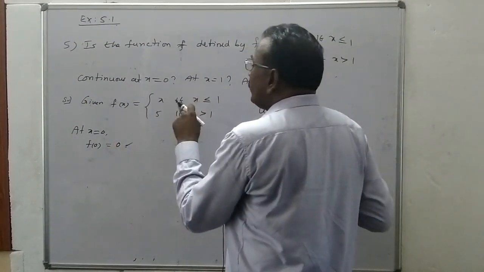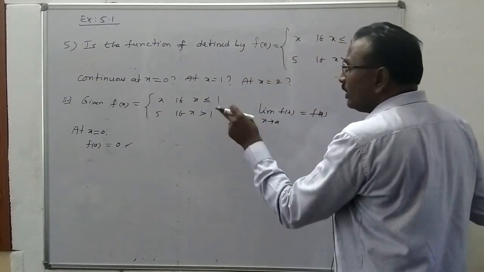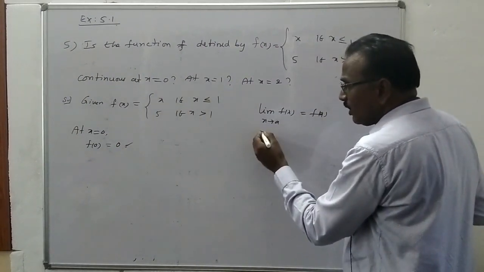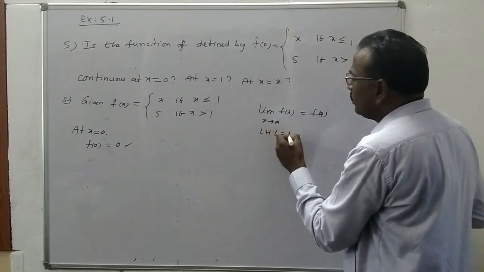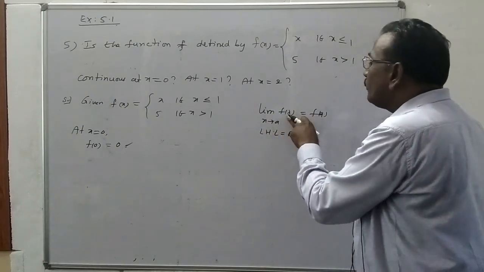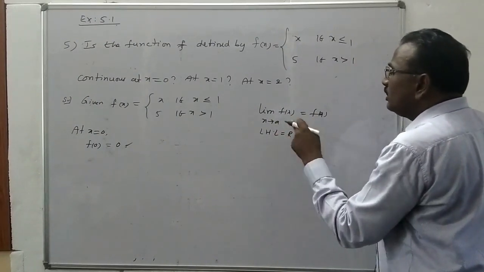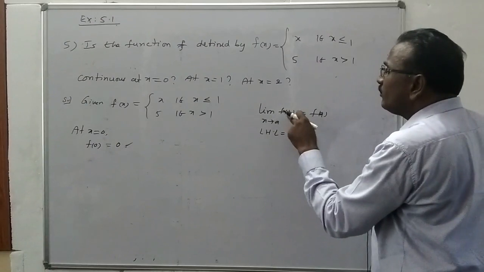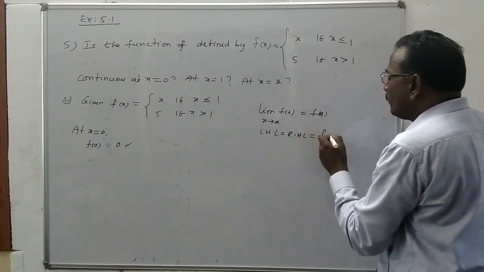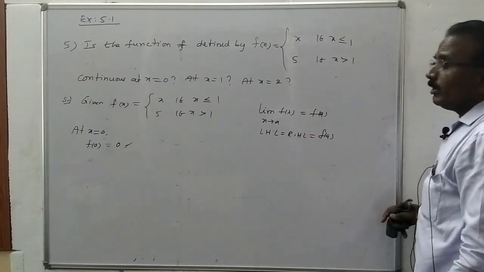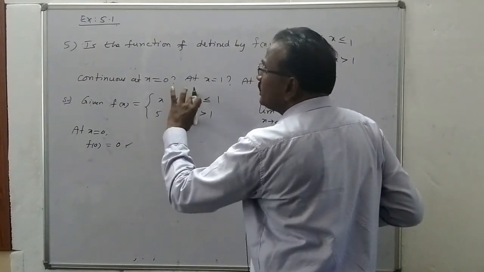Next, when the given function is in classification form, to find the limit, whenever the given function f(x) is in classification form, the limit of f(x) as x tends to a exists means the left hand limit is equal to the right hand limit. So first find the LHL and RHL. If LHL is equal to RHL, the limit of f(x) as x tends to a exists. If LHL = RHL = f(a), the function f(x) is said to be continuous at x = a. So now f(0) is equal to 0, and the given function is in classification form.